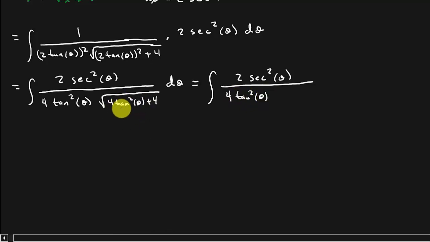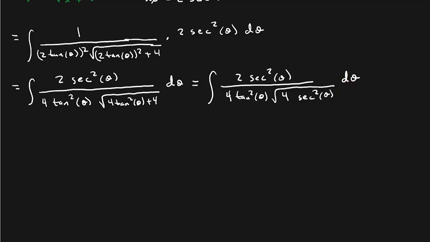Now let's look at this. I'm going to factor out a 4, so that's going to leave me 4 times tangent squared plus 1. And what is tangent squared plus 1? That is secant squared. Remember your identity: tangent squared plus 1 is secant squared. And then I've got d theta.